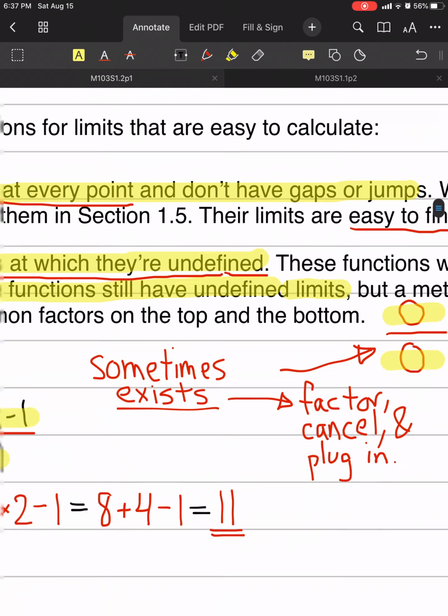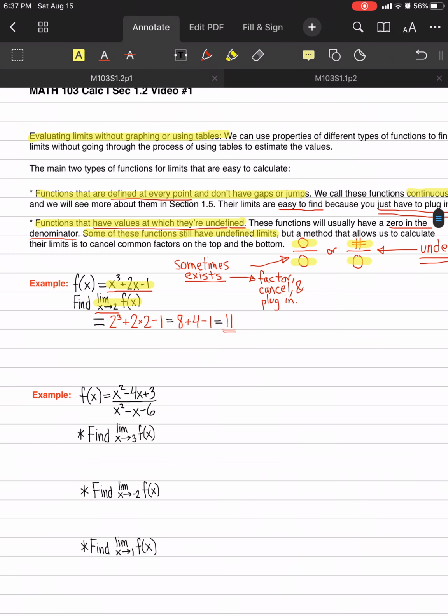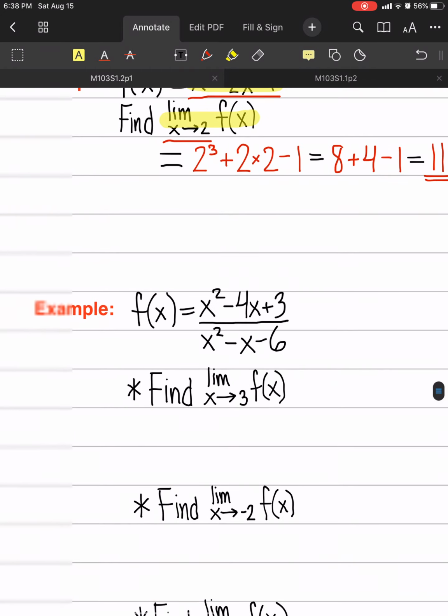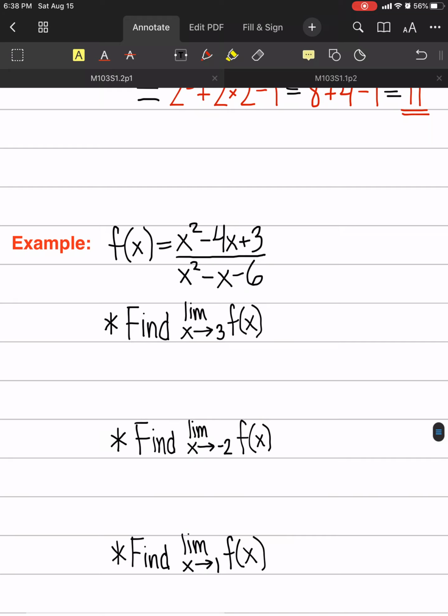Okay, so functions that have values at which they're undefined. In particular, the ones we're interested in are ones with zeros in the denominator. In order to make a function like that, we have to have a function with a denominator. So here is our denominator, here is our numerator. So we have something where we could get a 0 in the denominator. If we have a 0 in the denominator, we can't just plug in. If we don't have a 0 in the denominator, it works just fine, right?